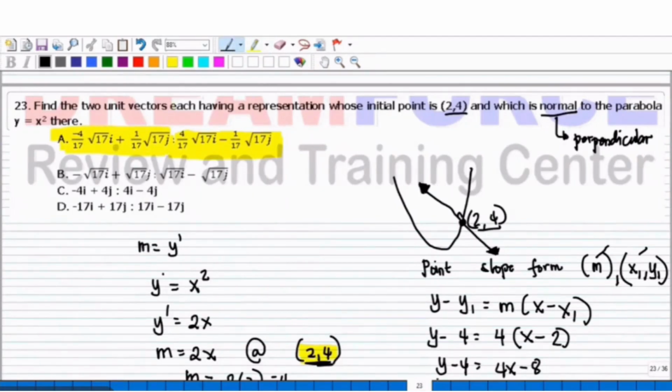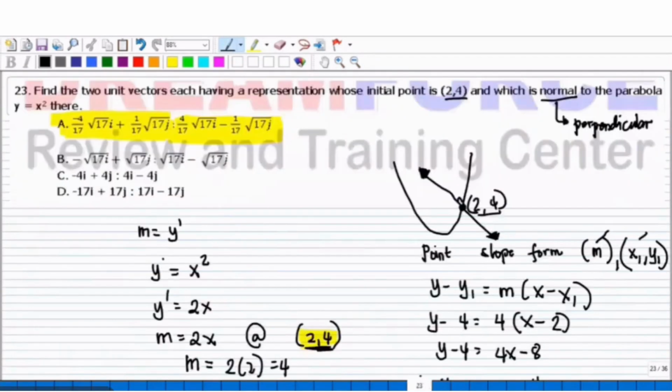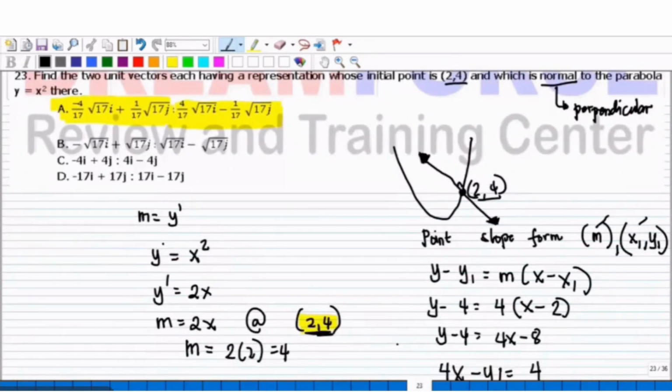Okay, let's have number 24. Okay, picturean nyo muna. So, part 1. Wala. And part 2.